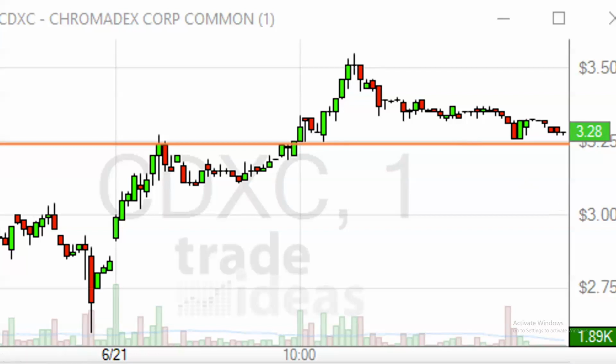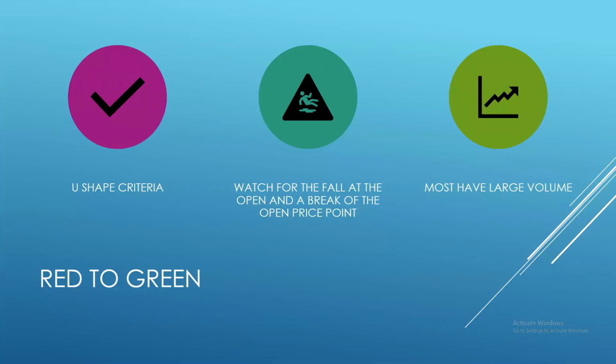All right. Now let's keep moving on to another U-shaped pattern along the same exact lines, and that is going to be the red to green move. This is going to be just like a U-shape, only we don't have that morning run up. So everything is going to have that U-shape criteria. We want it to be a low float play. We want it to have a lot of volume.